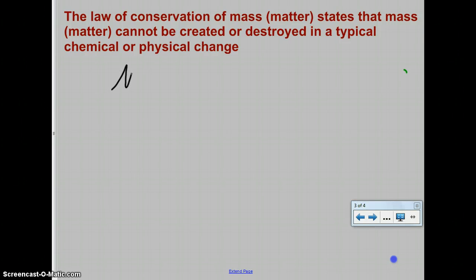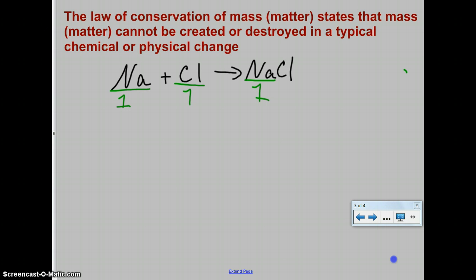Let's do one very simple one. Sodium plus chlorine yields sodium chloride. The way that you can tell that it's balanced is you count how many sodiums you have on the left. We have 1. We have 1 on the right. We have 1 chlorine on the left. We have 1 chlorine on the right. This is balanced. It actually satisfies the law of conservation of mass. Very often you'll find that the equations are written in their unbalanced form. We will learn later how to balance those.